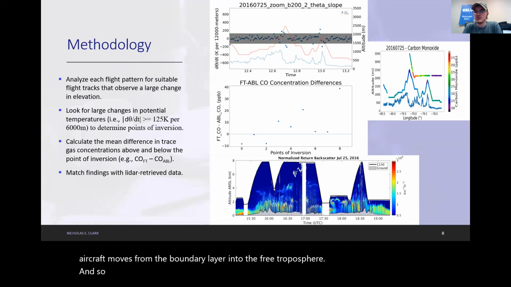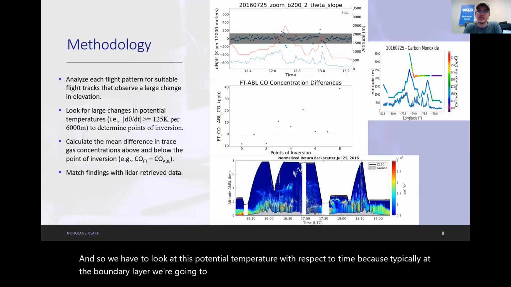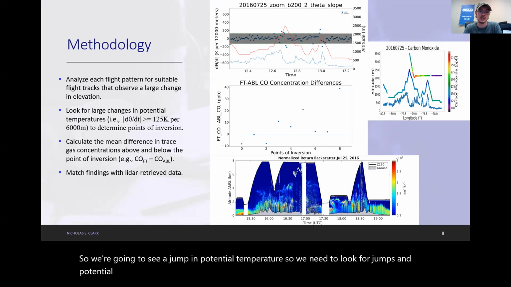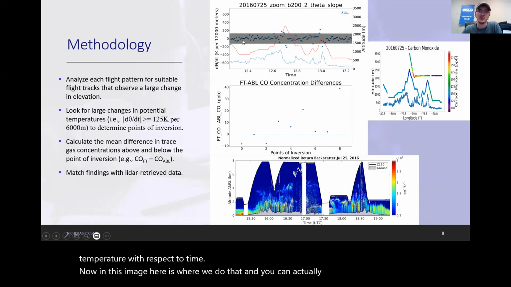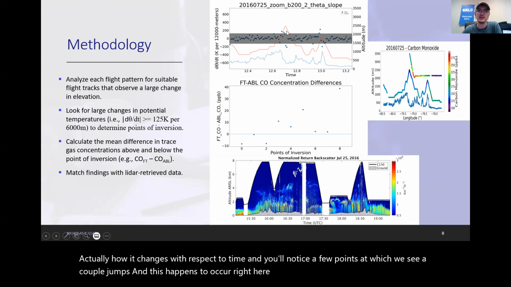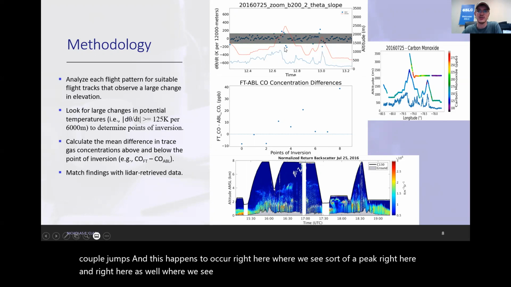And so we have to look at this potential temperature with respect to time, because typically at the boundary layer we're going to see an increase in potential temperature due to an inversion. So we're going to see a jump in potential temperature, and we need to look for those jumps. The way we do that is we look at the change in potential temperature with respect to time. In this image here is where we do that, and you can see these blue dots are how it changes with respect to time. You'll notice a few points at which we see a couple of jumps. This happens to occur right here, where we see a peak, and right here as well, where we see another peak.